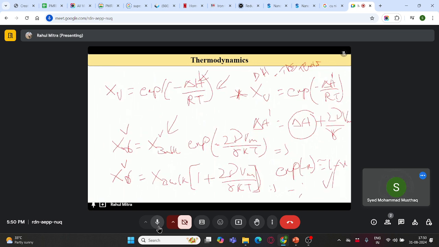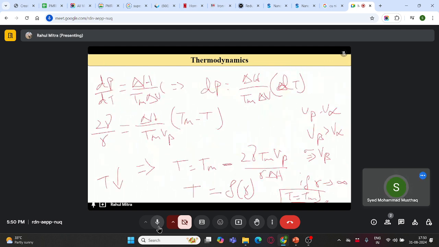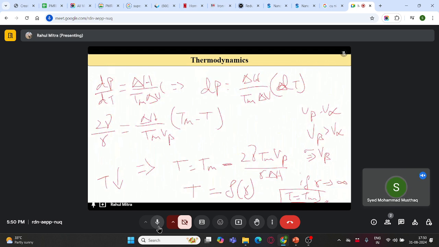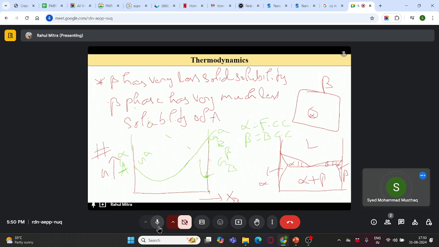So this is our first one. Let's move on to the third one, where we derived how the melting temperature will change. We applied the Gibbs-Duhem equation, and we even showed how the phase diagrams change with respect to the size of the particle. The second one was how the composition changes when a new phase forms with respect to the size of the precipitate. Here we assume alpha phase and beta phase, and that beta has very little solid solubility of A.